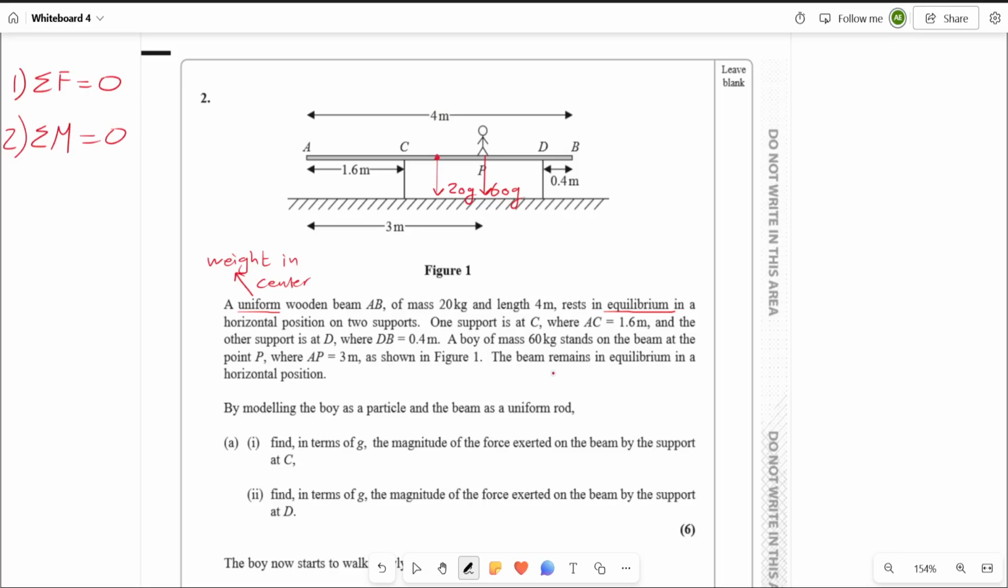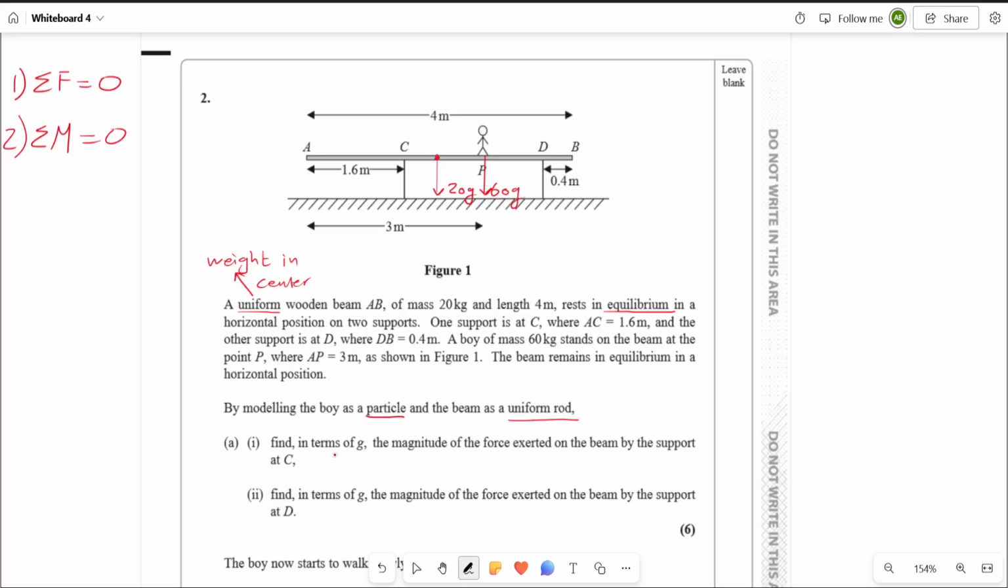The beam remains in equilibrium in horizontal position by modeling the boy as a particle. As a particle means that all of its mass is concentrated into one point. And the beam as a uniform rod. Uniform, we talked about it. Weight of the beam is in the center. And the word rod tells me that it only has one dimension. So it has only length. It's not thick and it doesn't have a 3D dimension. This is understood by the word rod.